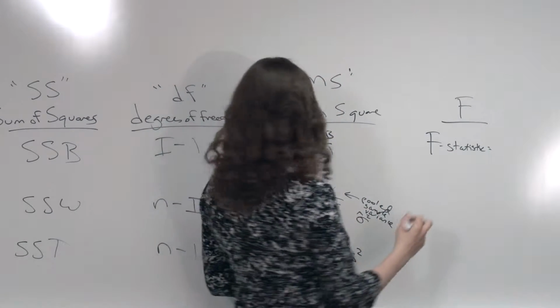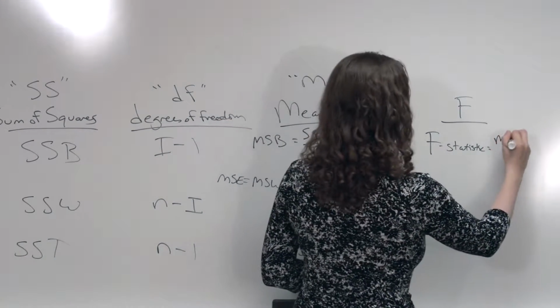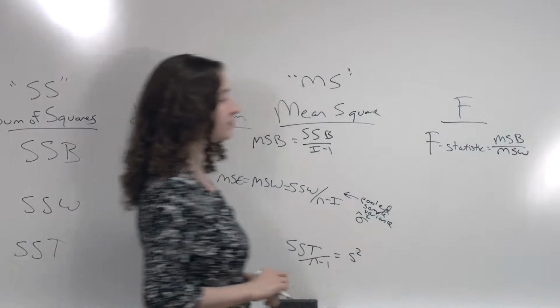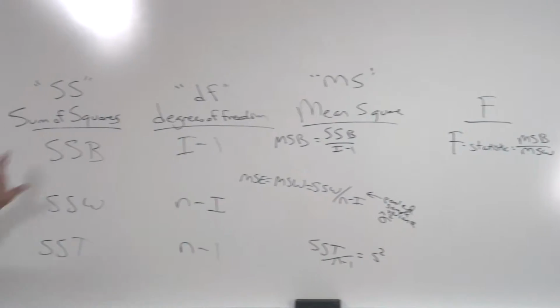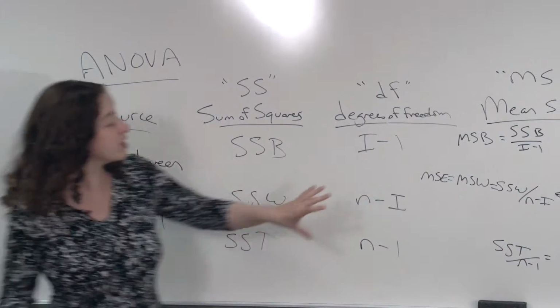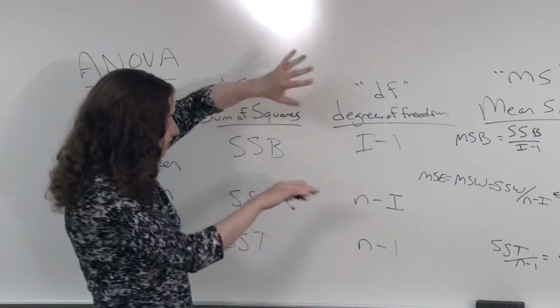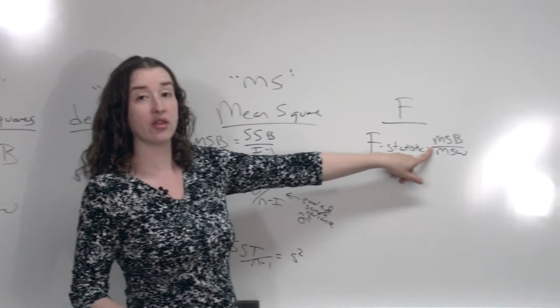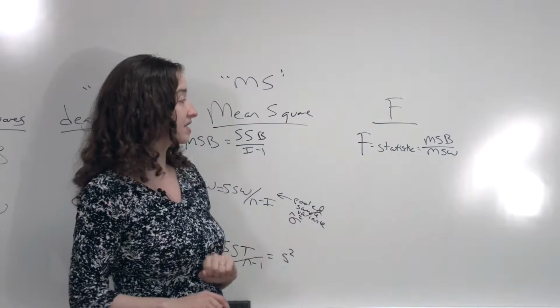is equal to MSB divided by MSW. What did we do? We took sum of squared between and divided it by its degrees of freedom. We took sum of squared within and divided by its degrees of freedom. And then we took those two ratios and took their ratio. And that's the F statistic.